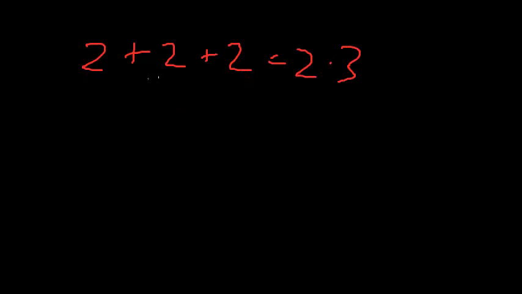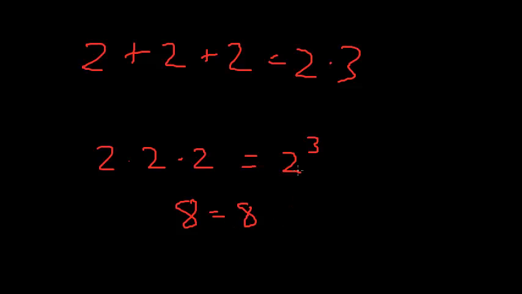Let's move on to exponents and orders of operation. In case you didn't know, repeated addition is just multiplication. Right? 2 plus 2 plus 2 is the same as 2 times 3. They both give you 6. Repeated multiplication, on the other hand, say 2 times 2 times 2, can be rewritten as 2 cubed with an exponent. This is 2 to the third power. In both cases, they are equal to 8. 2 cubed is just 2 times 2 times 2.